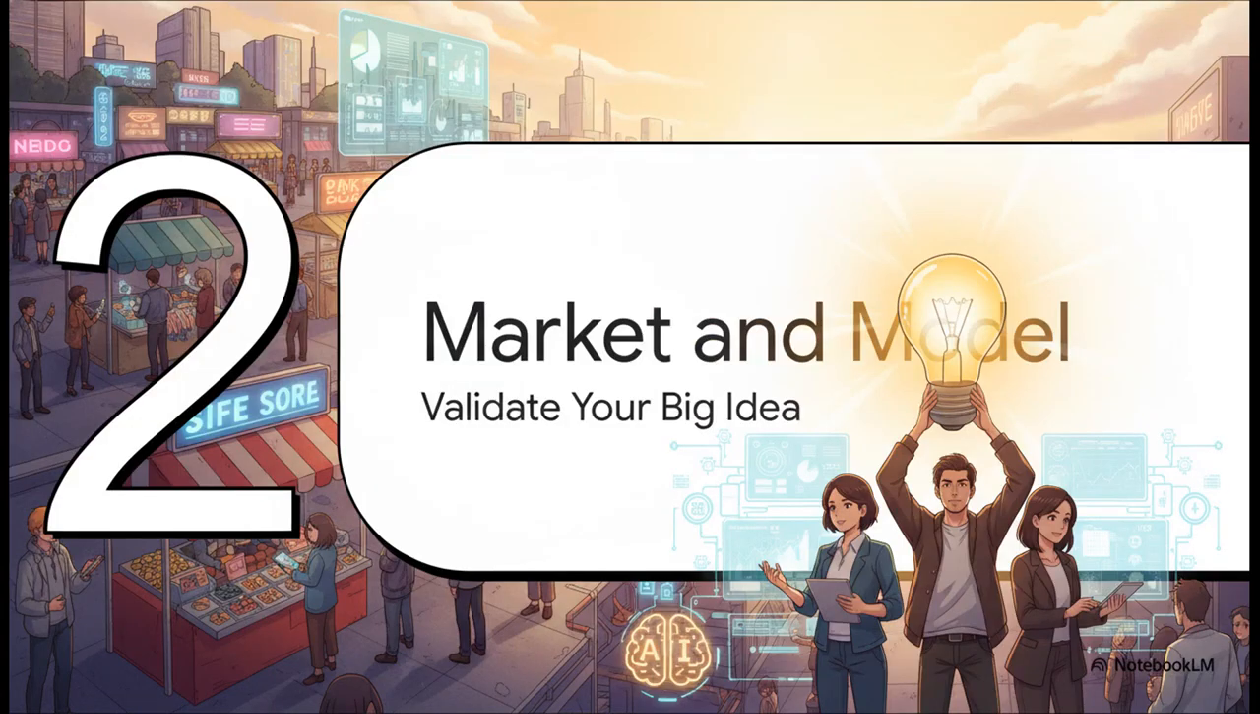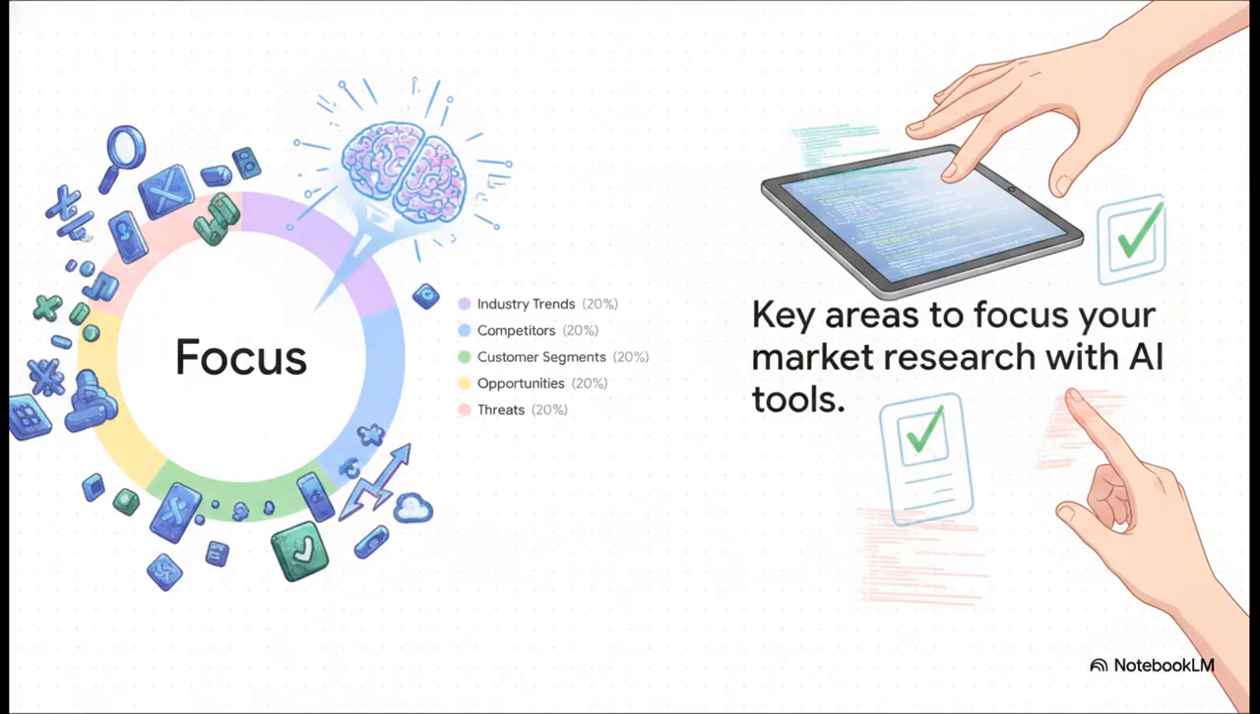Let's move to the market and see how this builds in Section 2, Market and Business Model. Once you have your solution, well, you need to know if anyone actually wants it, right? You can ask your AI tools to analyze market size, industry trends, competitors, customer segments, and even potential opportunities and threats. It can synthesize massive amounts of data in literally seconds. But there is a catch. AI can sometimes hallucinate or pull outdated data, so it's really best to think of its output as a phenomenal first draft. You still have to fact-check it using reliable, up-to-date sources.